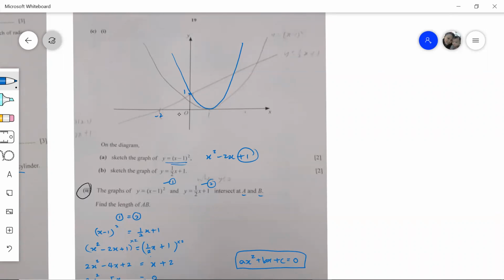So remember to sketch the graph, make sure your y-intercept is correctly plotted as well as your x-intercept. How? At the y-intercept, just substitute x equals 0. And to find the x-intercept, you just substitute y equals 0. That's all. So be careful, your sketching is not accurate here.